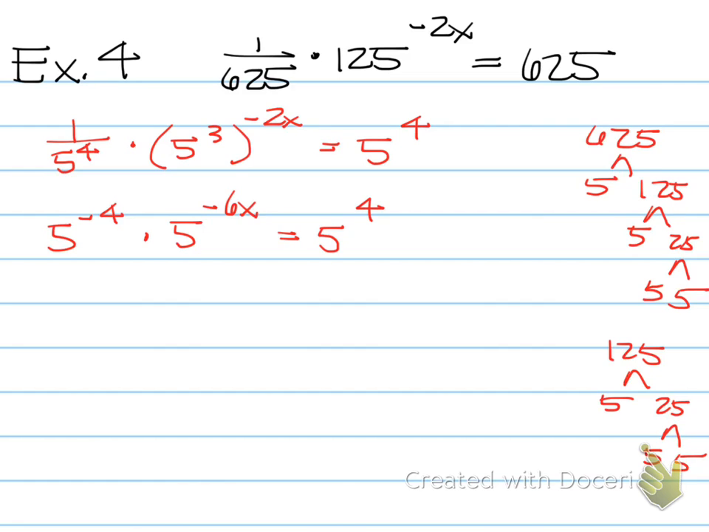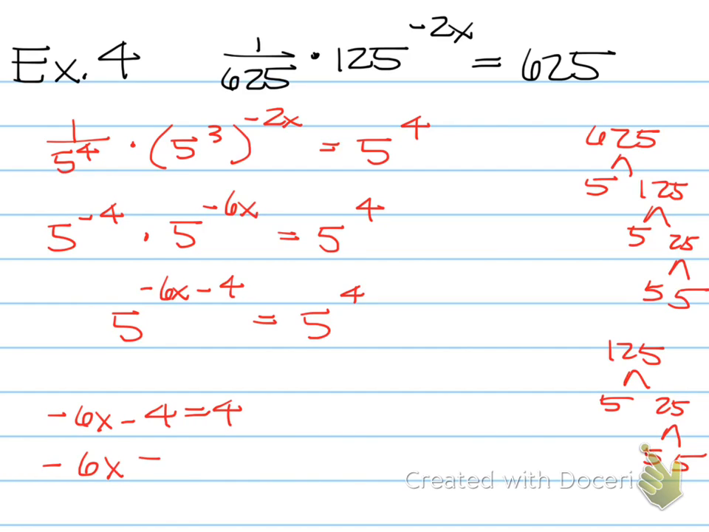And then when we multiply those two exponents with the same base, we're going to add the exponents. -4 plus -6x is -4 minus 6x, or -6x minus 4. Now that the bases are the same, we just set the exponents equal to each other. Solve for x, and we get -6x equals 8. So x equals -8 over 6, or -4 over 3.